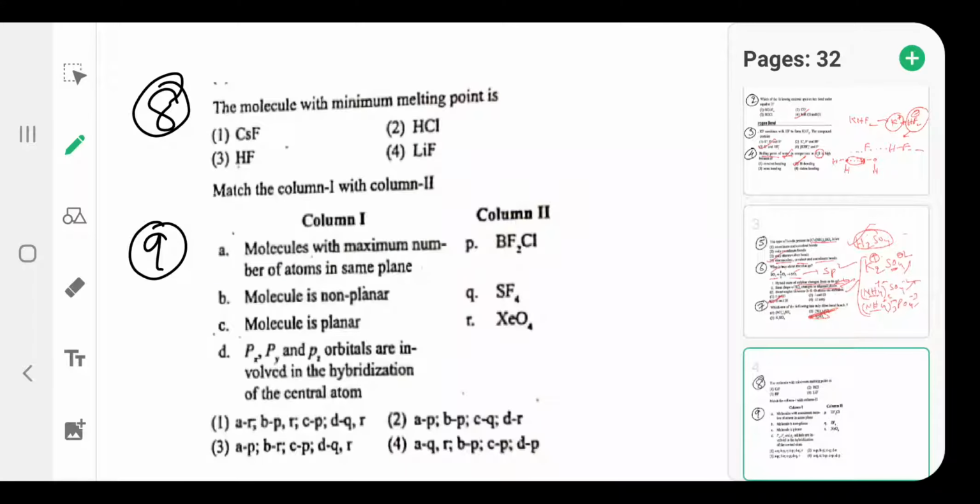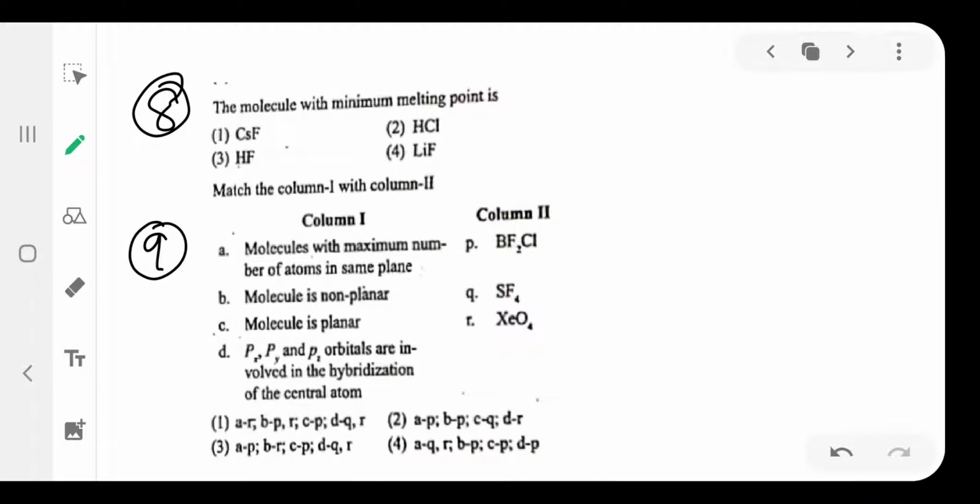Then the next one is the eighth one. Question number 8: the molecule with the minimum boiling point. You see here cesium fluoride and lithium fluoride, both are ionic compounds, purely ionic. So the highest melting points are the first one and the fourth one. But the question asks for the minimum melting point. These two have the highest melting points, so this is wrong and this is also wrong. Then HF, HCl.